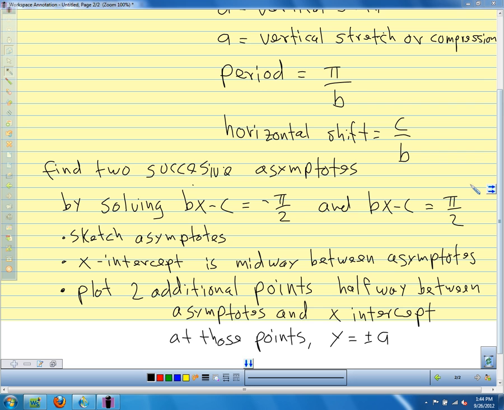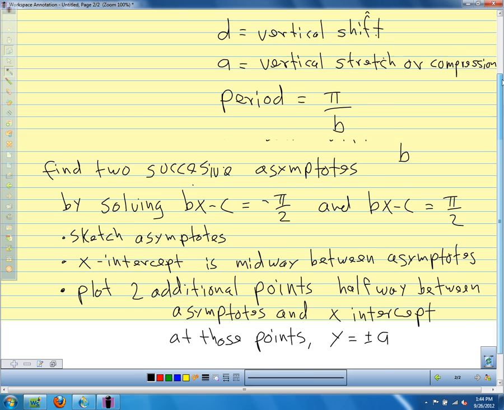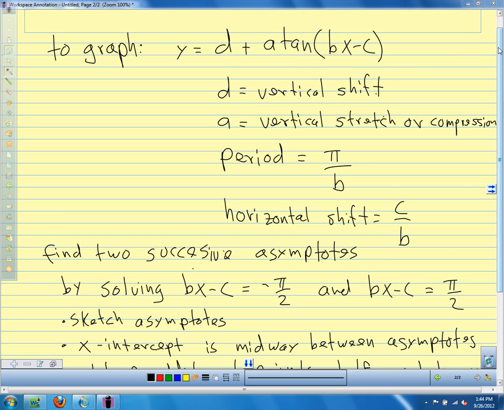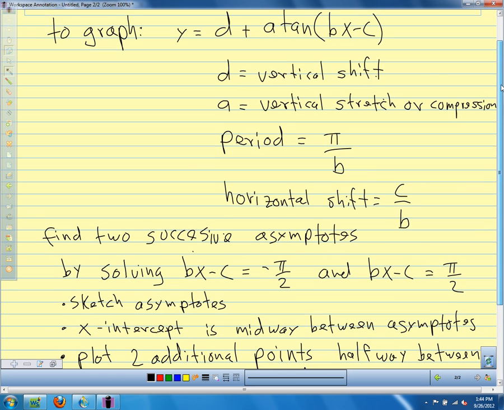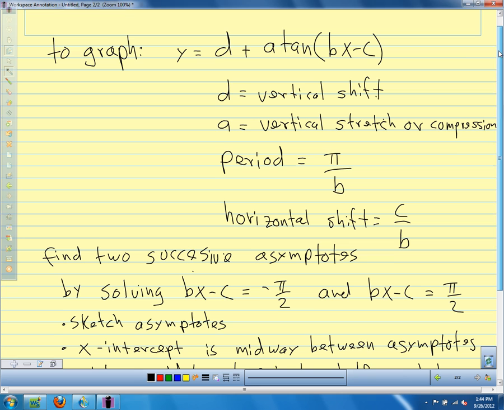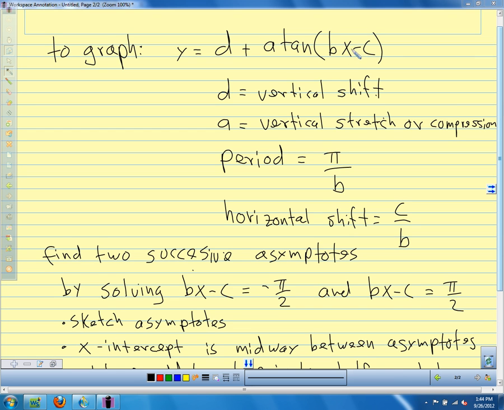So I find my asymptotes by solving these two equations. I sketch those asymptotes. The x-intercept is halfway between them. And I plot two additional points. I pick the x values that are halfway between the asymptote and the x-intercept. And at those points, y is going to be plus or minus a. And the plus or minus depends on what my function is. That will tell me y equals plus or minus a. I can plug that point in here and decide: is the function going this way or is the function going down? So let's go back here really quick.